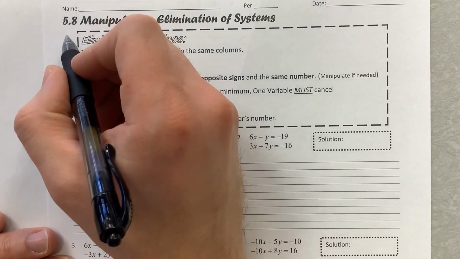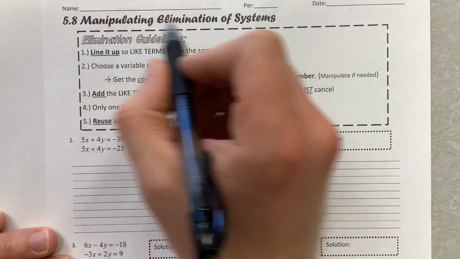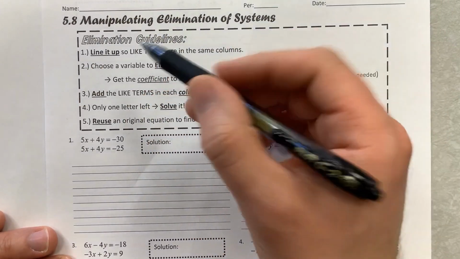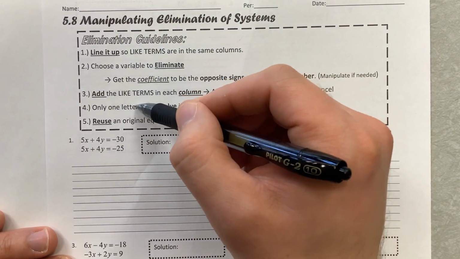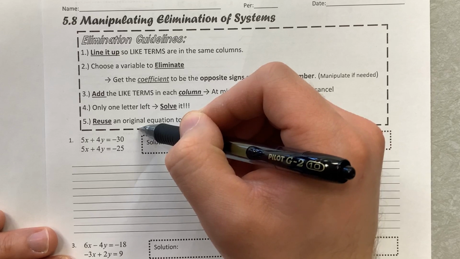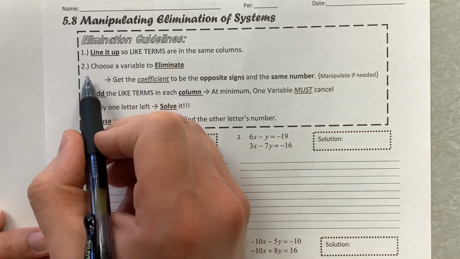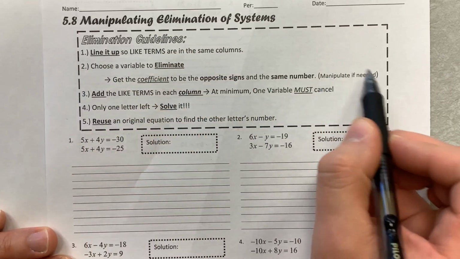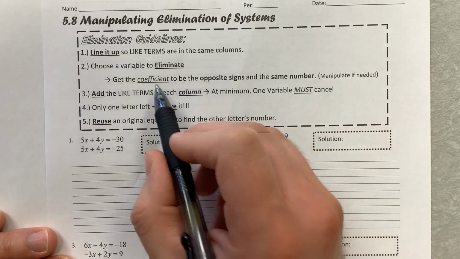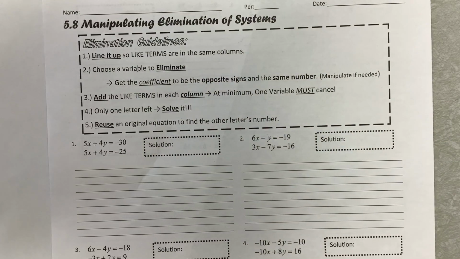All right, today we're going to do 5.8, manipulating elimination of systems. We are going to follow the same 5 guidelines as we did last video, but today, when we get to guideline number 2, we're going to have to manipulate our system a little bit in order to get opposite coefficients. So with that said, let's just jump right into it. We'll do problems 1, 2, and 3.